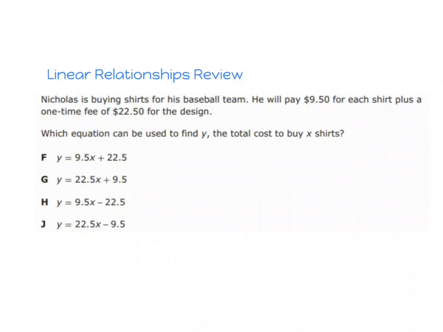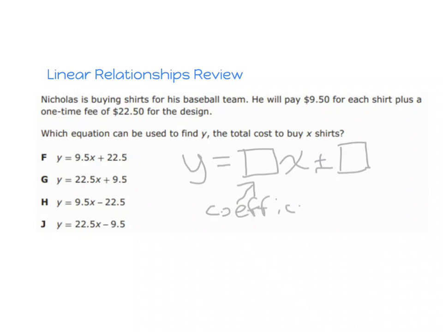When we were looking at linear relationships, we spent a lot of time on how to translate them. And so we started with kind of like a training equation that looked like this. And so we were meant to find 2 things. We had to find what was called the coefficient or the rate of change. And that's always going to be multiplied by x. It's something that's happening over and over again.